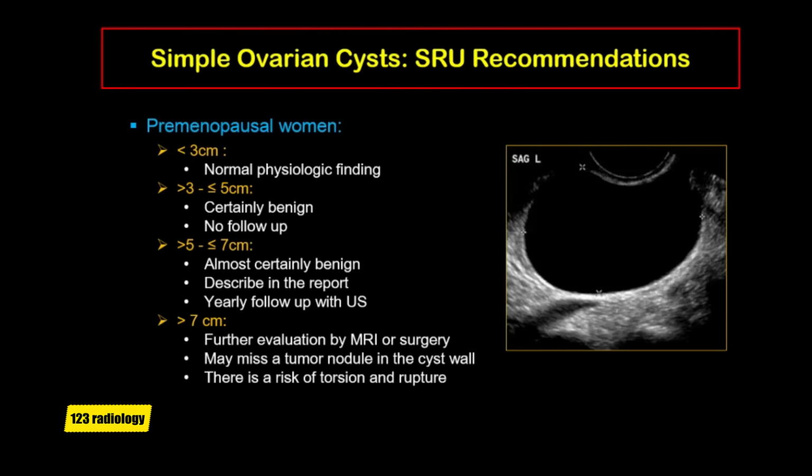Cysts between 5 to 7 cm in size should be described in the imaging report with a statement that they are almost certainly benign. Yearly follow-up with ultrasound is recommended. If the cyst is greater than 7 cm in size, further evaluation by MRI or surgery is recommended.